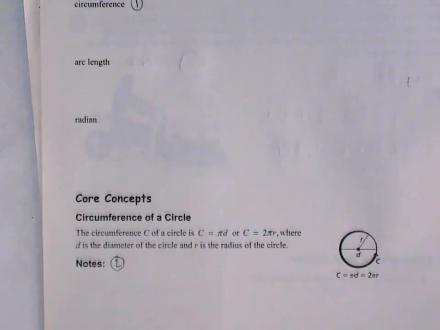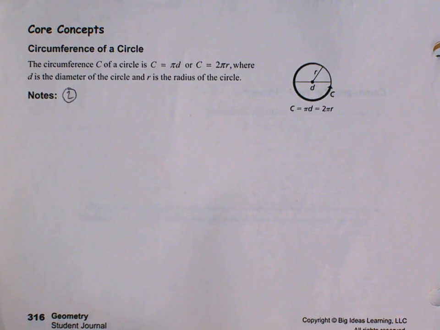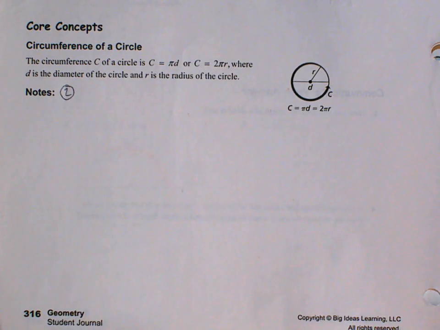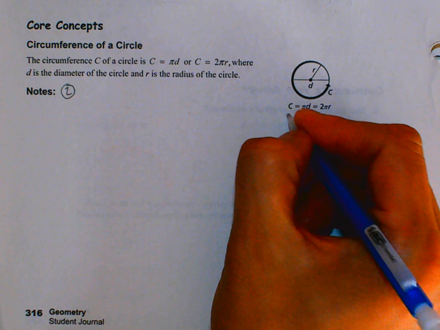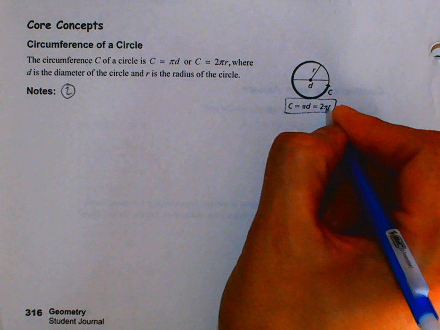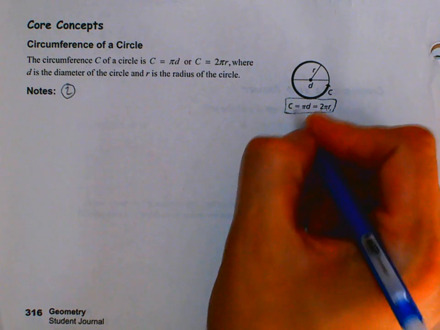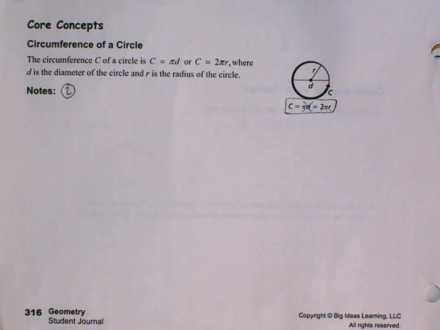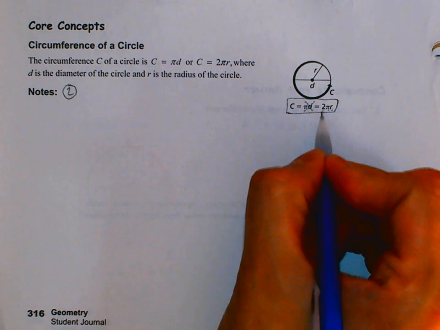On page 316, you're going to be putting problem number 1 right there. You're going to be putting problem number 2 right here. And once again, we've already talked about the circumference of a circle to be 2 times pi times the radius. I usually tend to avoid this one. It causes a lot of confusion. So we're going to stick to only 2 pi r.